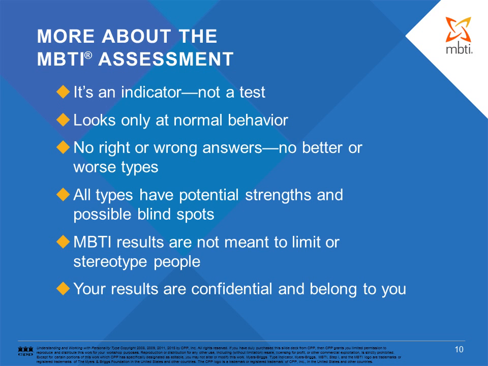Remember that this assessment is not a test, it's an indicator. Every choice is normal behavior. So it's not looking at whether or not you are within a normal range. It's all normal. It's just looking at preference. There's no right or wrong answers, there's no better or worse types. All types have potential strengths, all types have possible blind spots, and the results are not meant to limit you, not meant to stereotype you. They really are just meant to help you understand yourself and help you understand others that you may be living with, working with.